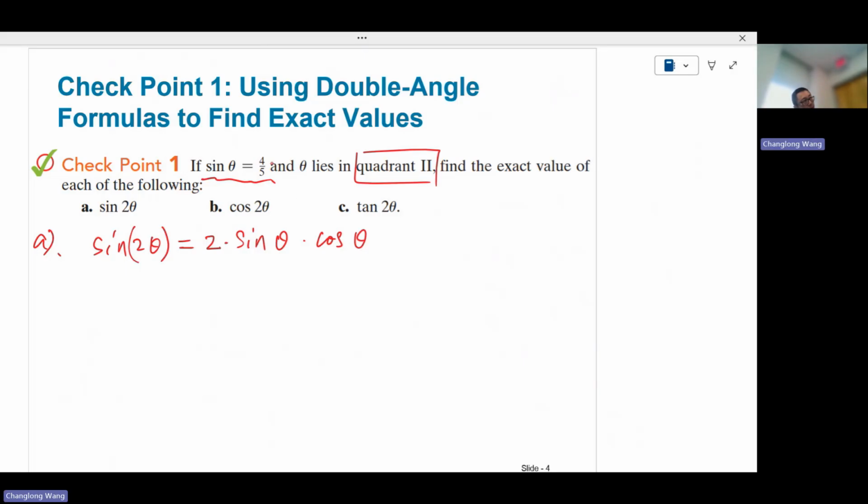We have sine theta, which is 4/5, but I'm missing the cosine theta. The question becomes, how will I find cosine theta if I know what sine theta is, provided the angle is in the second quadrant? What did we do last time? You guys remember? The triangle, yes. So we draw the triangle and label the angle theta. Sine theta is 4/5, so 4 is opposite, 5 is the hypotenuse, and the missing adjacent side will be 3.